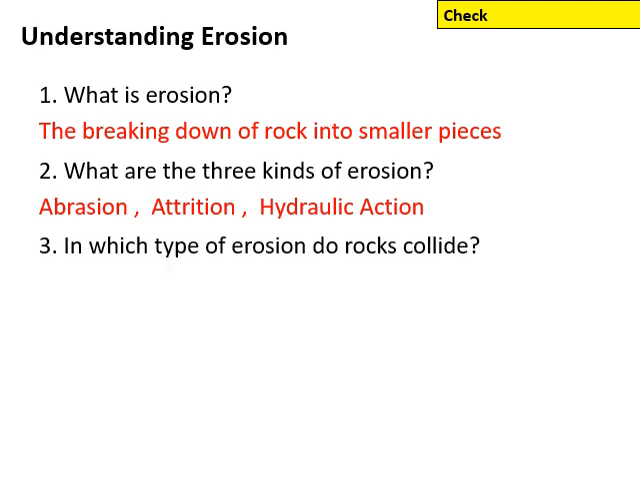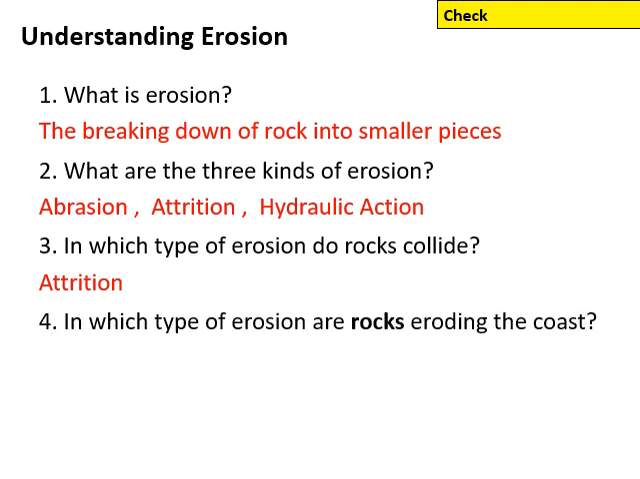In which type of erosion do rocks collide? So you've got 3 to choose from there. Where do the rocks collide with each other? See if you can remember. Attrition is your answer. Well done if you got that right. Sometimes people confuse abrasion and attrition. So attrition is gone. We've got 2 other types of erosion left.